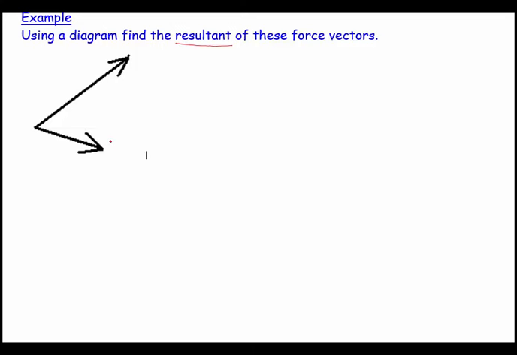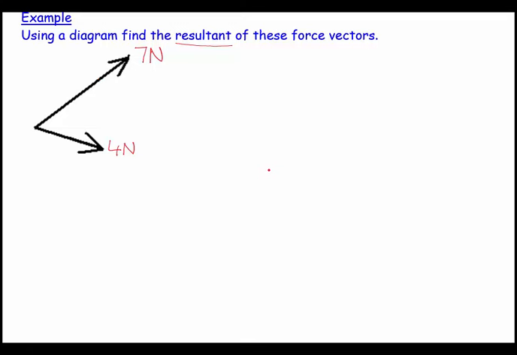This could be something like 4 newtons in this direction, and this could be something like 7 newtons in that direction. I'm not so interested in the numerical value. I'm interested in actually showing the vector arrow, which represents the summation of these two.